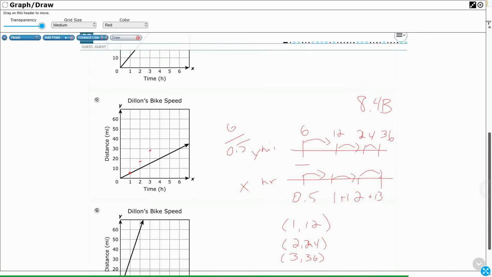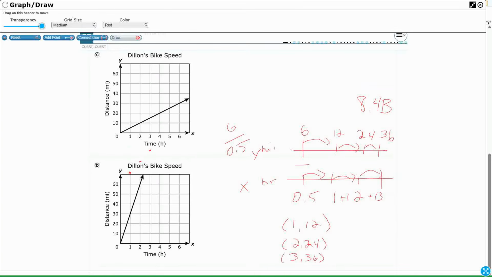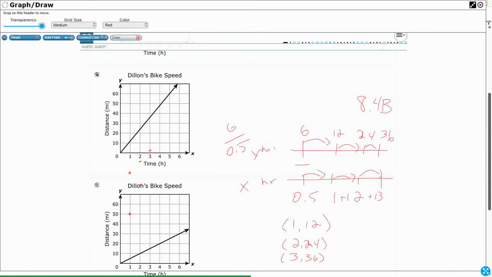That 1 is way too small, and we can see the 2 is too small. 2 is at 10, it should be at 24. Whoa, looks like this one is way too steep. This is 1, 30, 2, 60. That's a unit rate of 30 miles an hour. That's very fast. All right, our answer here is B.